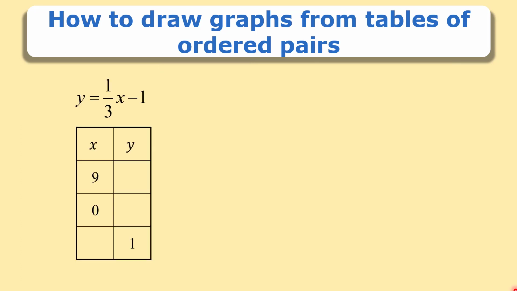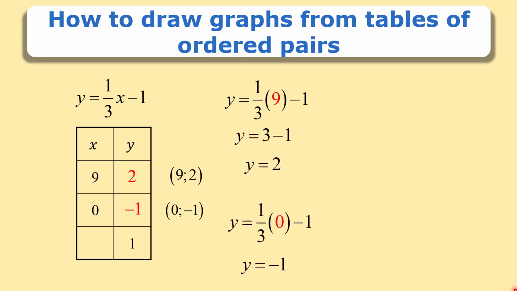What about this one? Y will be... pause the video and try for yourself. 2. If x is 0, what would y be? -1. If y is 1, what would x be? 6. So we've got our 3 points.